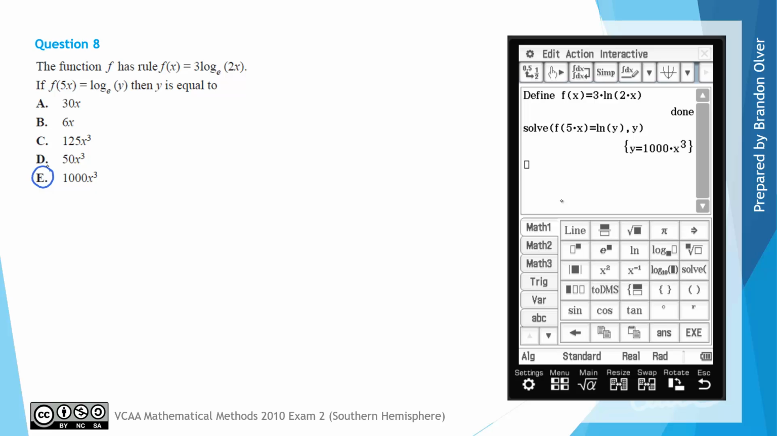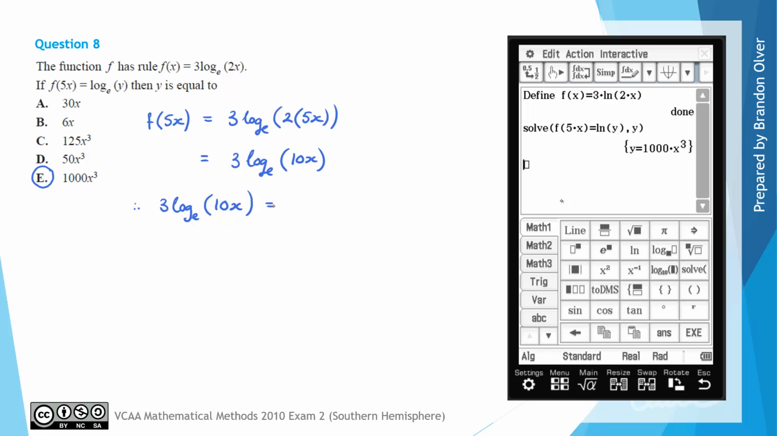Now, if we were to do this by hand, the first thing we'd want to do is work out what f of 5x is. So we'd have f, and then we'd substitute 5x into that. So that would give us 3 log e of 2, and wherever there's an x, I'm going to replace it with 5x. And that is going to equal 3 log e of 10x. And now we know that that is equal to log e of y. So therefore we know that 3 times log e of 10x is equal to log e of y.